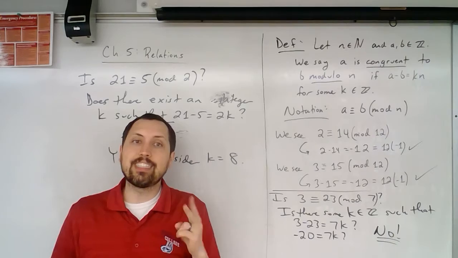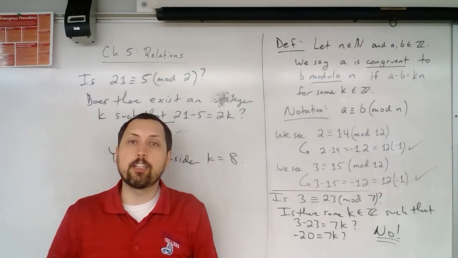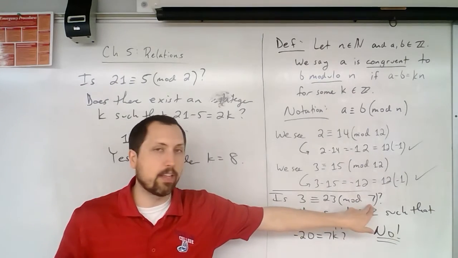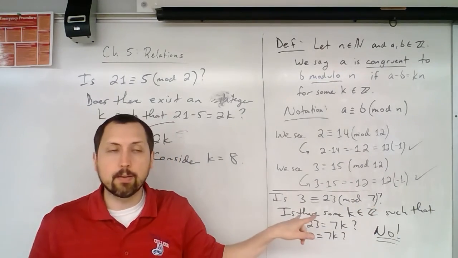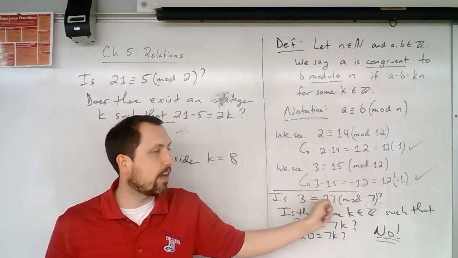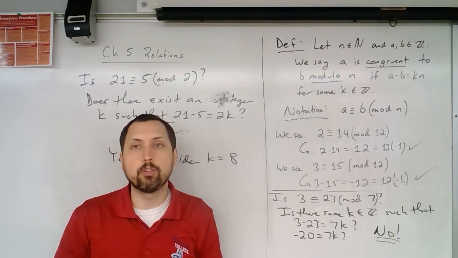So this is exactly the idea behind congruences: if you have the same remainder when you're dividing by this number, then they're going to be congruent. If you have different remainders, like in this case, you have different remainders if you divide by 7, those are not going to be congruent to one another.